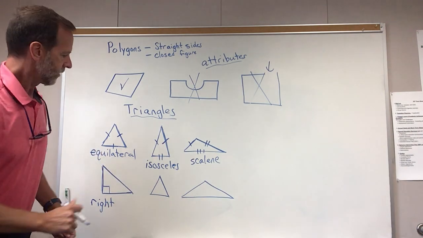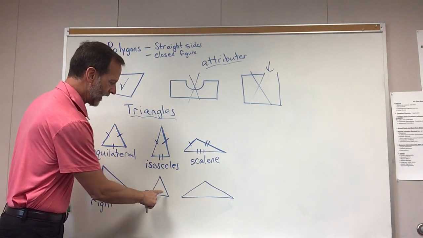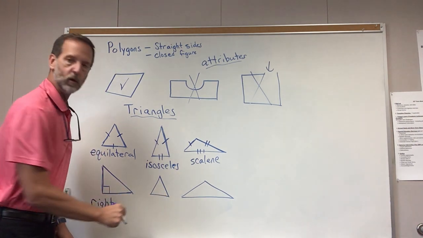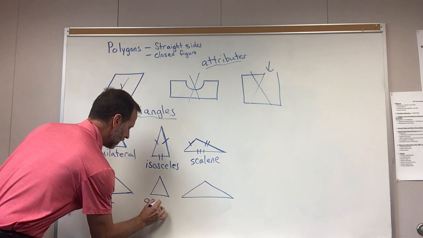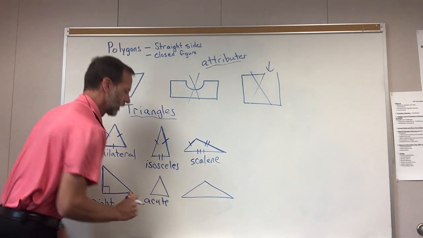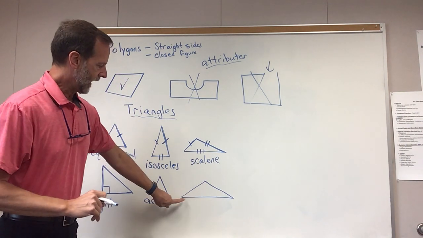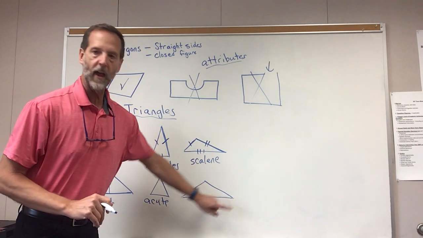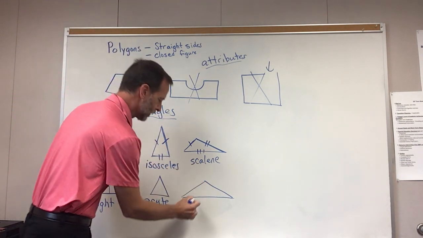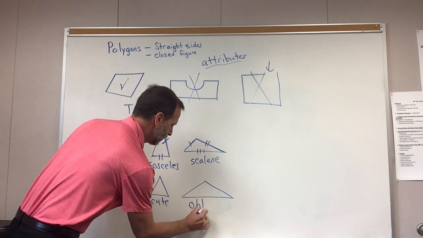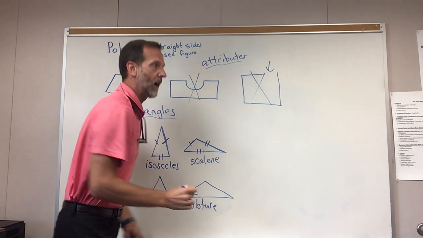Looking at this one, it's got an acute angle, an acute angle, and an acute angle. It's got three acute angles, so this is an acute triangle. And this one has an acute angle here and an acute angle there, but that one up there is big, it's obtuse, so this is an obtuse triangle.